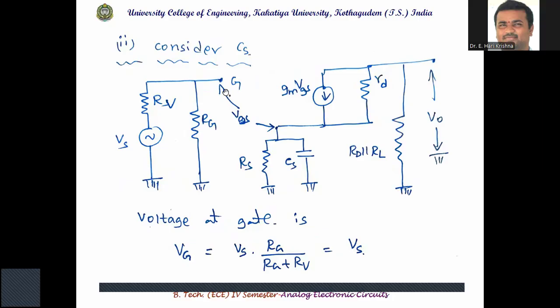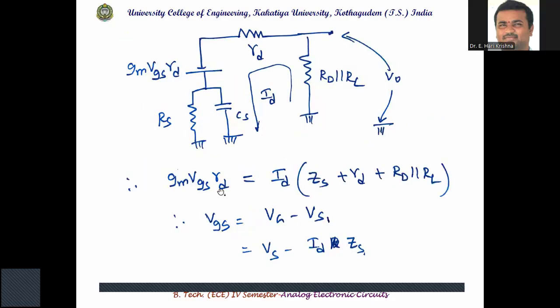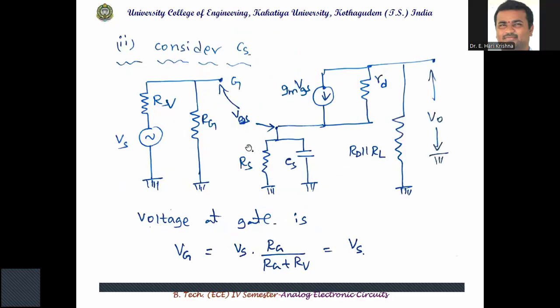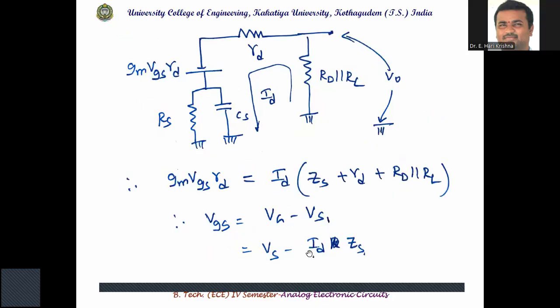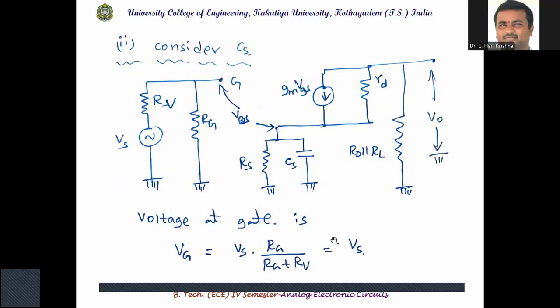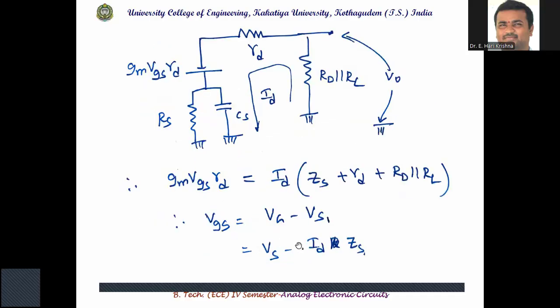And VGS is VG minus VS. Already VS is there. That's why I am considering this as VS1. So VGS is equal to VG minus VS1, where VS1 is the voltage across the parallel combination ZS. So VG minus VS1 is, VG is already, we have taken VS here, so VS minus ID into ZS. Making all things more simplified in the next slide.